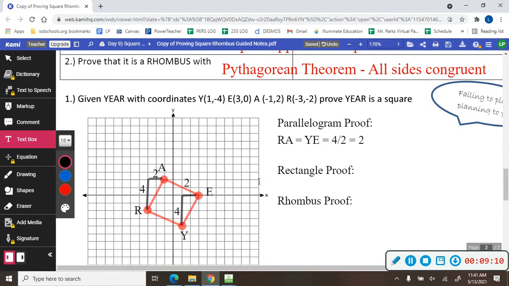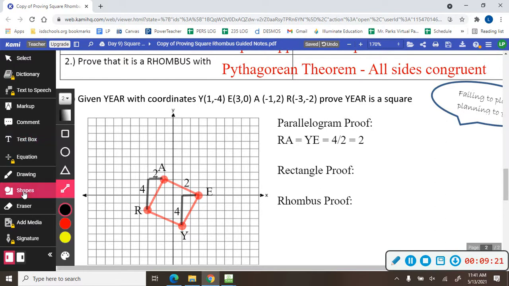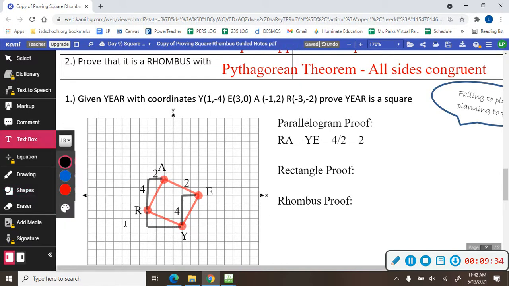Now, if at any point this wasn't true, I could stop and say, hey, this is not a square. I could do the other side now and measure from R to Y. That'd be down 2 over 1, 2, 3, 4. So this is 2 over 4.